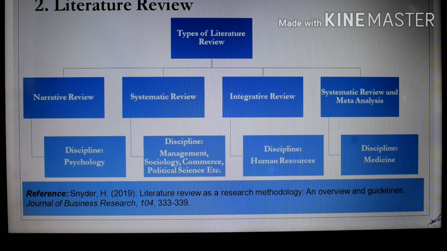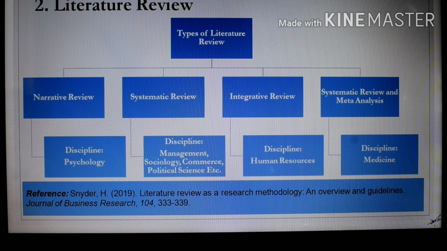First, the researcher has to understand the types of literature review. The types of literature review given here are: narrative review, systematic review, integrative review, and systematic review and meta-analysis. I have given a few examples. The psychology discipline follows narrative review. Management, sociology, commerce, political science, etc. follow systematic review. Human resources, integrative review. Medicine basically follows meta-analysis.